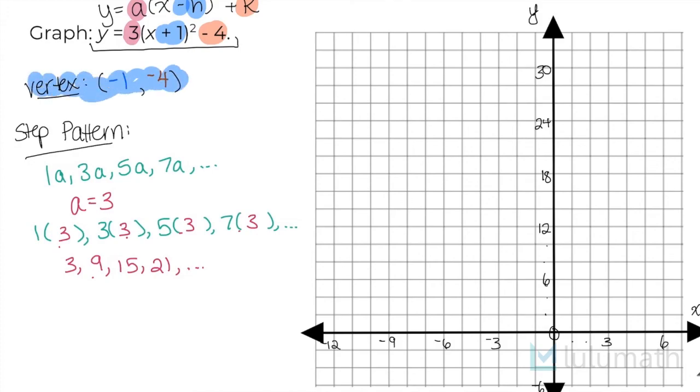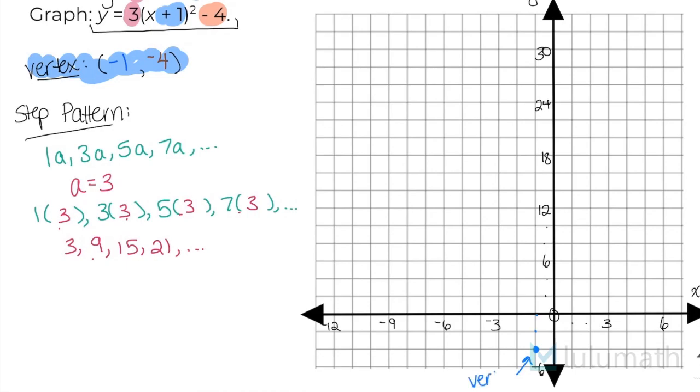Our vertex occurs at (-1, -4). So I will go to the left by 1 and down by 4, but remember each tick mark is 2, so -2, -4. This point right here is my vertex. I will also draw in my line of symmetry. And now I can use the step pattern to draw half of my parabola.